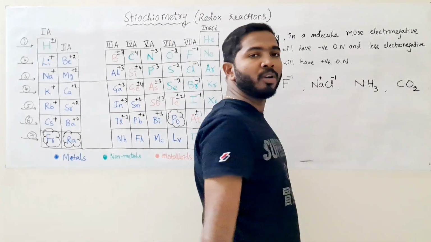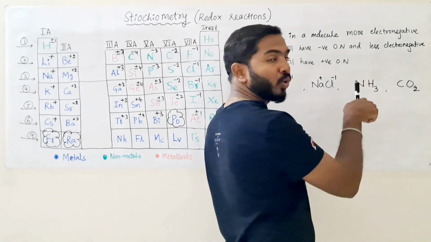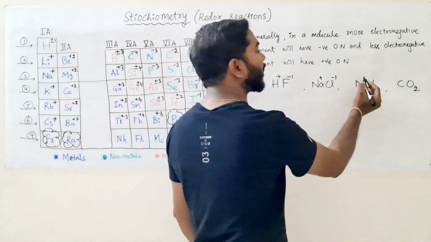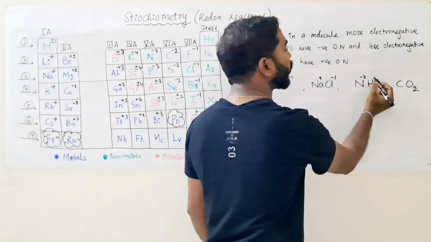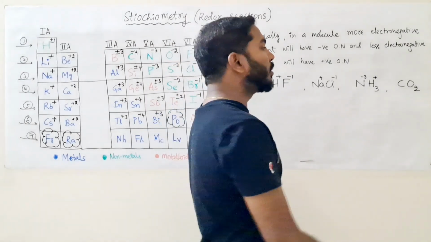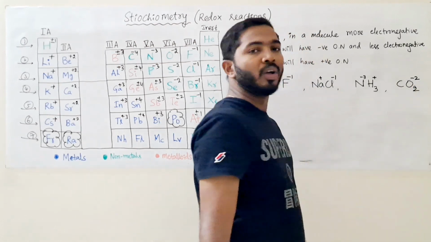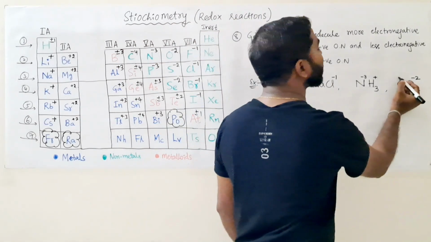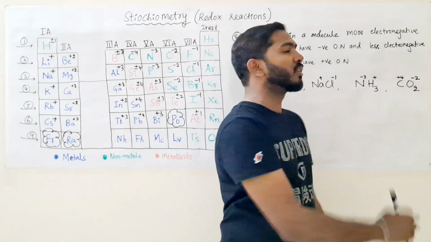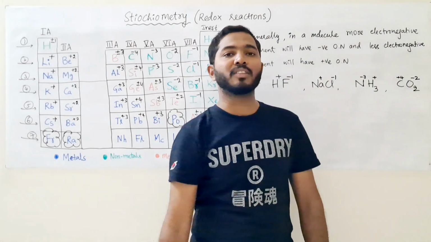Similarly, in the ammonia molecule, among nitrogen and hydrogen, nitrogen has more electronegativity, so it is going to show a negative oxidation number, that is -3, whereas hydrogen is less electronegative, so it will have a positive oxidation number. Similarly, in carbon dioxide, oxygen is more electronegative, so it shows a negative oxidation number. Carbon is less electronegative, so it shows a positive oxidation number. These charges I have taken from the periodic table. These are the stable charges, so I have considered them.